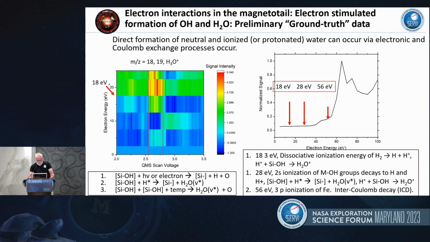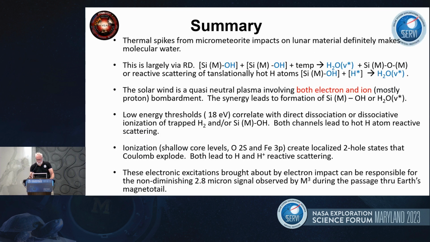I don't want to get into the details, but there are some thresholds for forming this. It's a low energy threshold. Dissociative ionization of hydrogen actually seems to be related to this. And there's a temporal dependence, which is related to stimulated diffusion of hydrogen. So we heard about diffusion of hydrogen. This happens, and you can stimulate that diffusion and stimulate reactive scattering with an electron within the penetration depth of the electron. So I'm going to end there.